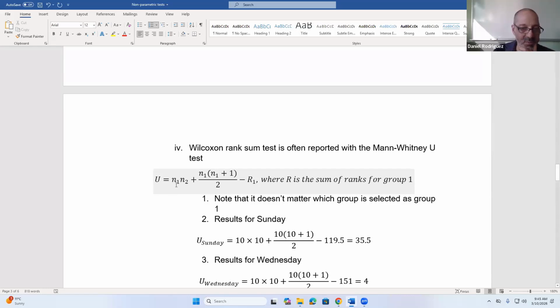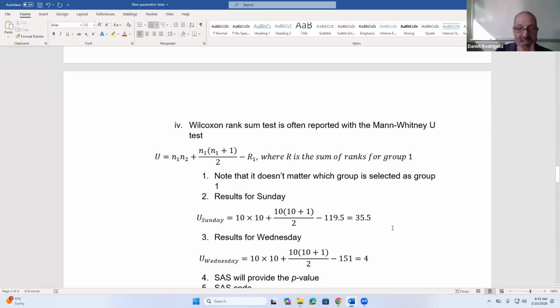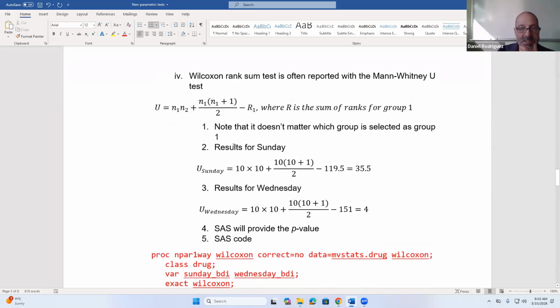It's the sample size of group one times the sample size of group two, plus the sample size of group one times group one plus one, over two. And you subtract from that the sum of the ranks of group one, whatever that sum of the ranks is. So let's actually do that here. Note that it doesn't matter which group is selected as group one.